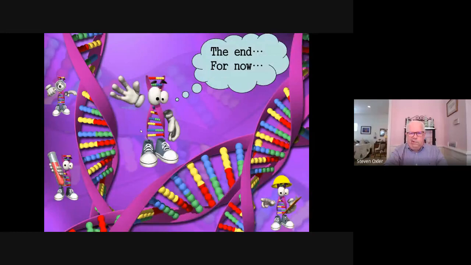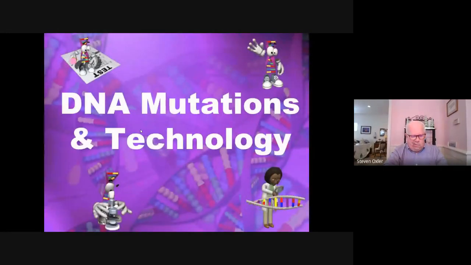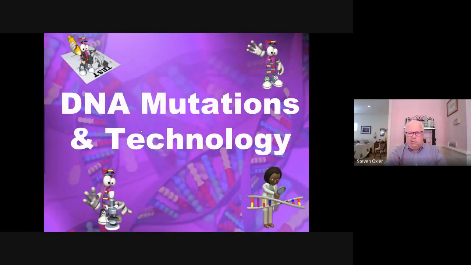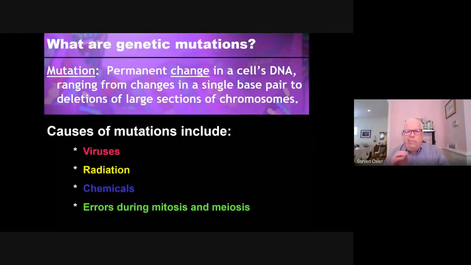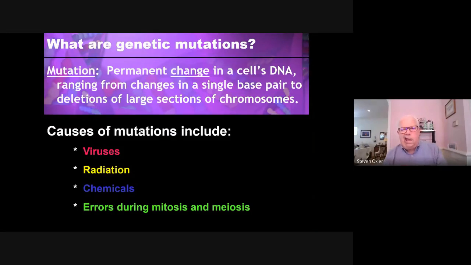Well, we're not finished, because I'm going to show you why this is important. A mutation is a permanent change in a cell's DNA, ranging from changes in a single base pair to deletions of large sections of chromosomes. You can get a mutation for various reasons: a virus, radiation, chemicals, or genetic errors in division of cells.